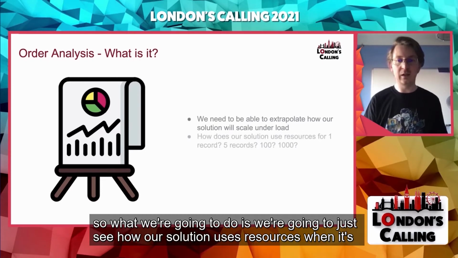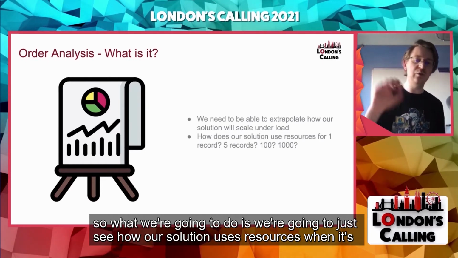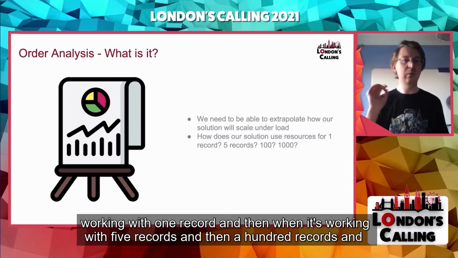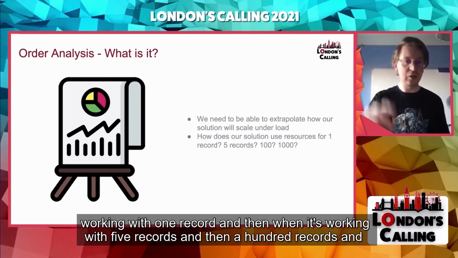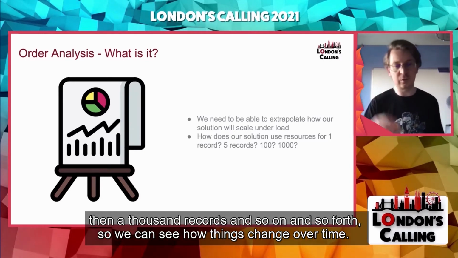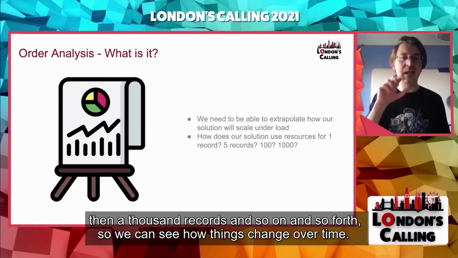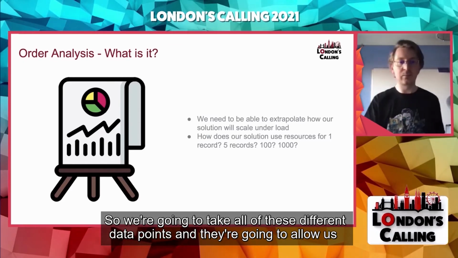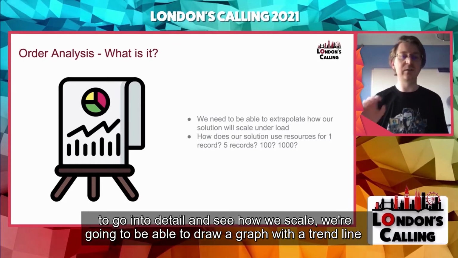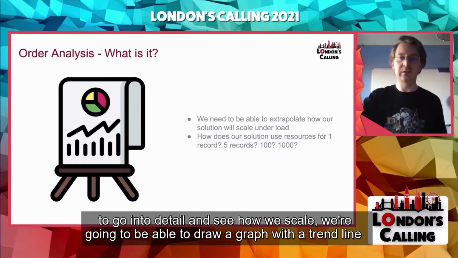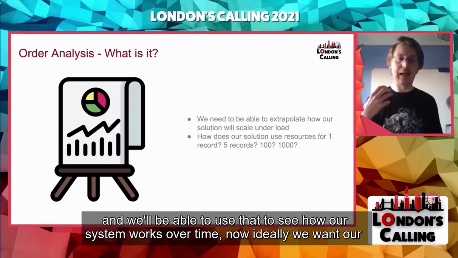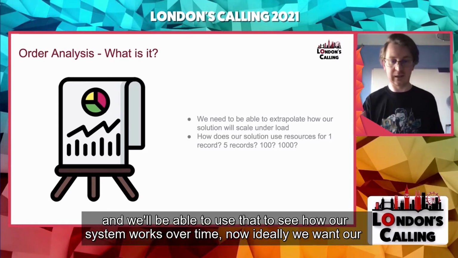So what we're going to do is just see how our solution uses resources when it's working with 1 record, and then when it's working with 5 records, and then 100 records, and then 1,000 records, and so on and so forth, so we can see how things change over time. So we're going to take all of these different data points, and they're going to allow us to go into detail and see how we scale. We're going to be able to draw a graph with a trend line, and we're going to be able to use that to see how our system works over time.